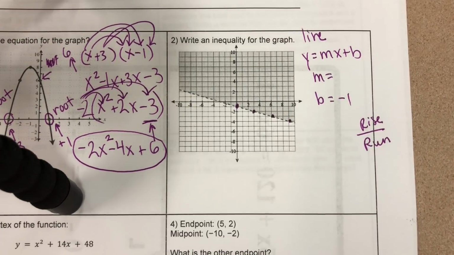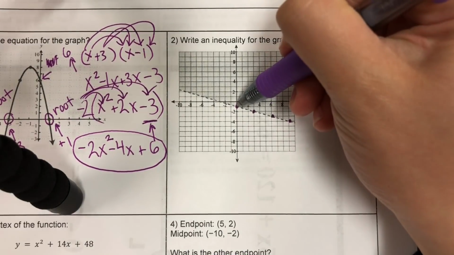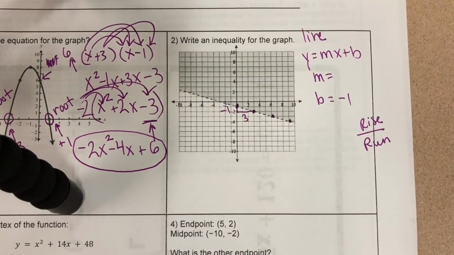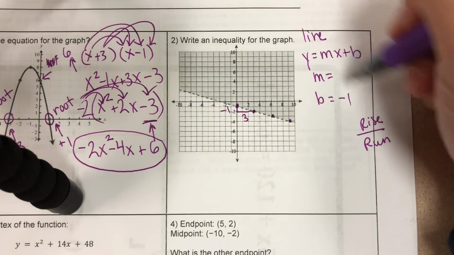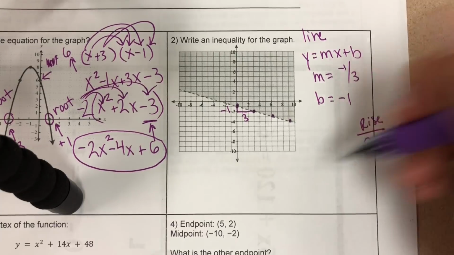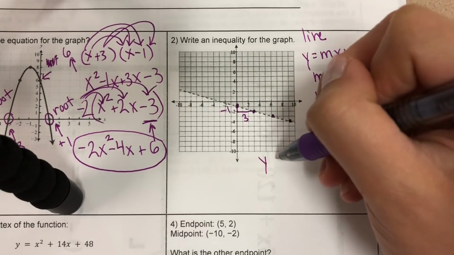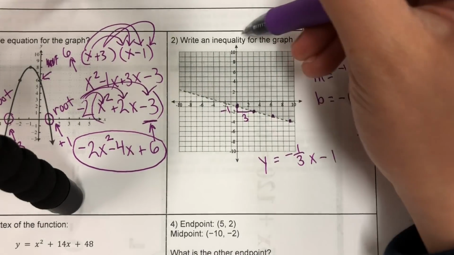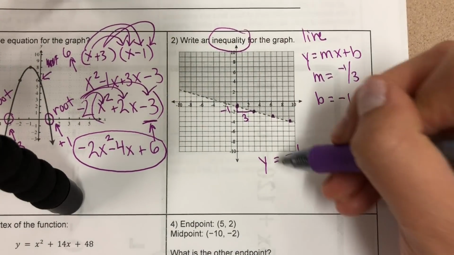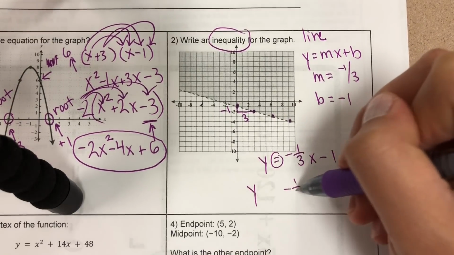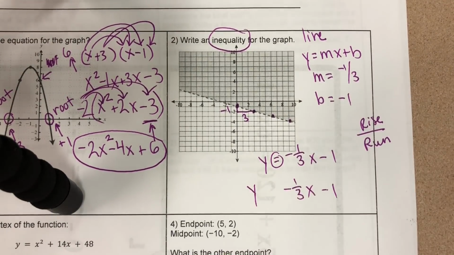And all I need to figure out is what the slope is. So it goes down 1 and over 3, -1, 3. So if it's rise over run, my slope is -1 over 3. So my equation is now y equals -1/3 x minus 1. But since it's an inequality, I need to change this equal sign. So I have y, -1 over 3x, and -1.